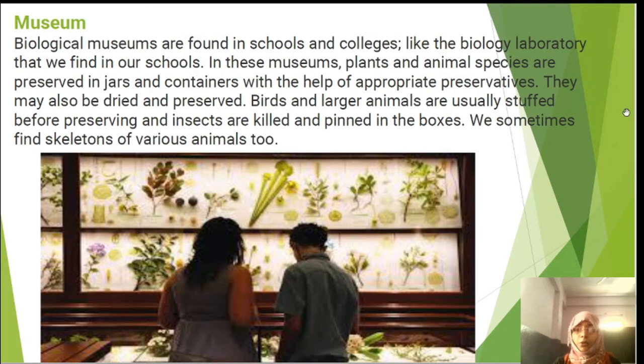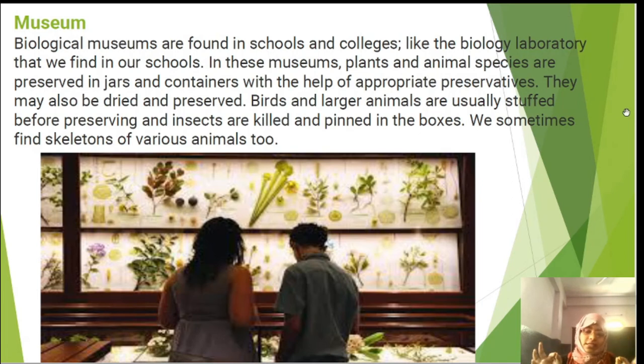Birds and large animals: how are they kept? They are usually stuffed. Stuffed in the sense that the inside organs of the birds are removed and they are stuffed with some material, a chemical or other useful material, so that the external structure looks as it did. Birds and large animals are stuffed with some material before preserving. And how are insects kept? Insects are pressed and pinned.